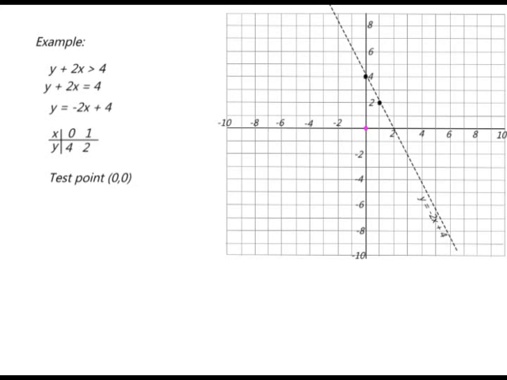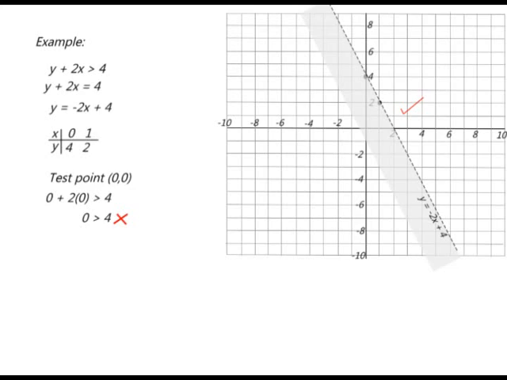0, 0 is below our line. Is it the required region? Let us substitute 0 into the inequality. 0 plus 2 times 0 is greater than 4. 0 is greater than 4. Of course that is not true. 0 is not greater than 4. So this side of the line is the unwanted region, and so we shade it off. And so the region that satisfies the inequality is on the other side, above the line.